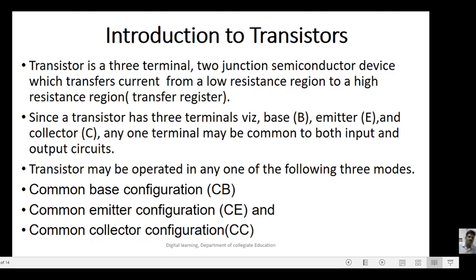Introduction to transistors. A transistor is a 3-terminal, 2-junction device which transfers current from a low resistance region to a high resistance region. Transfer resistor. Since a transistor has 3 terminals, base, emitter and collector, any one terminal may be common to both input and output circuits. A transistor may be operated in any one of the following 3 modes: common base configuration CB, common emitter configuration CE and common collector configuration CC.